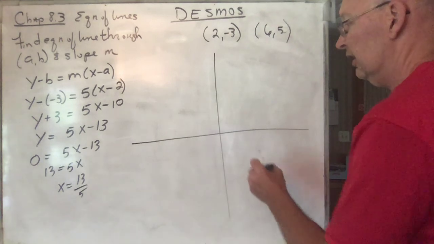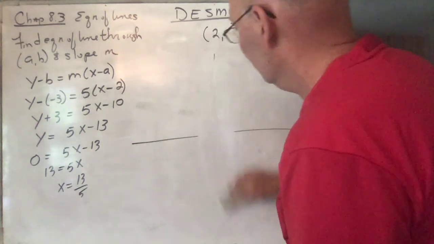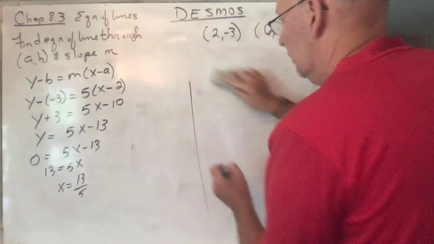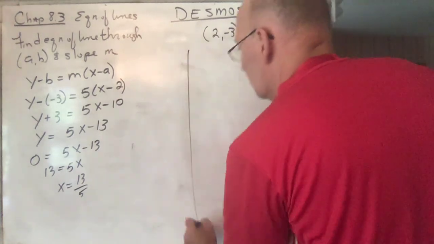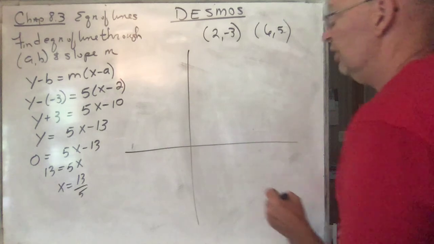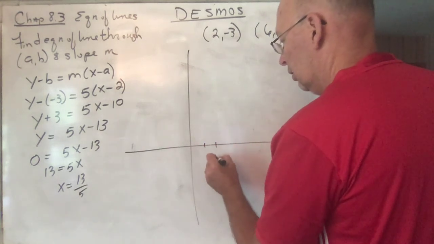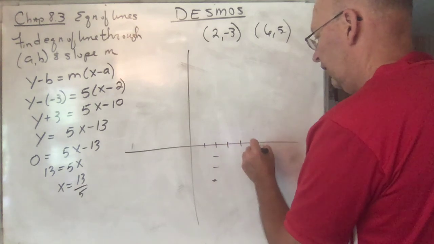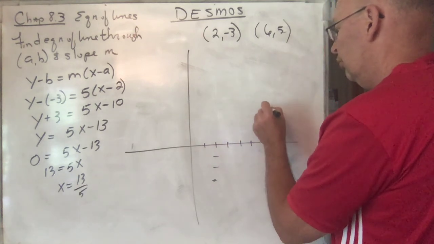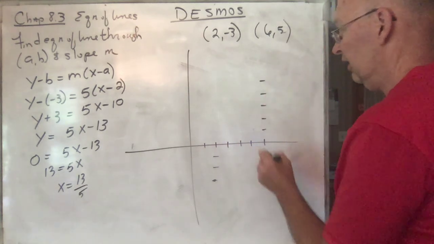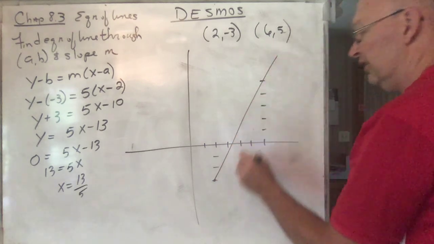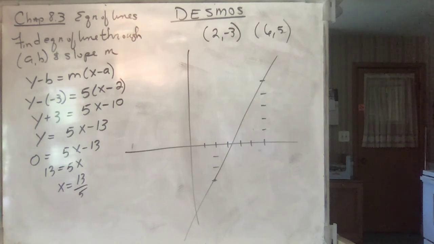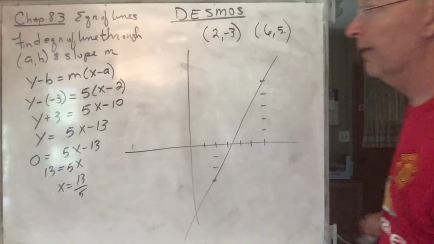2, negative 3. Let's move it over just a little bit. 2, negative 3 is right there. 3, 4, 5, 6. 1, 2, 3, 4, 5 is up there. So it goes through those 2 points. Looks something like that. Let's find the slope of that one.